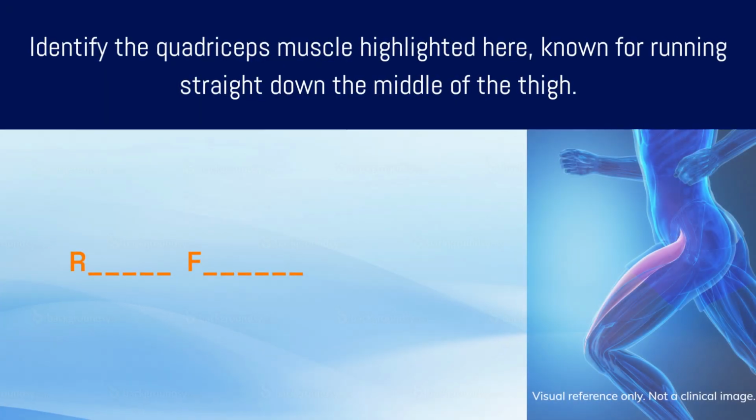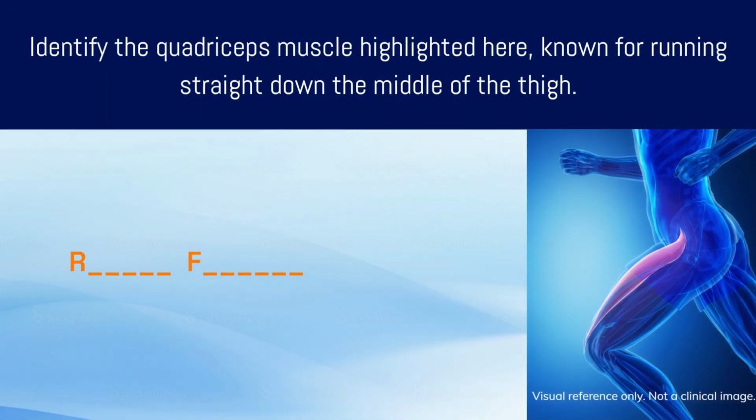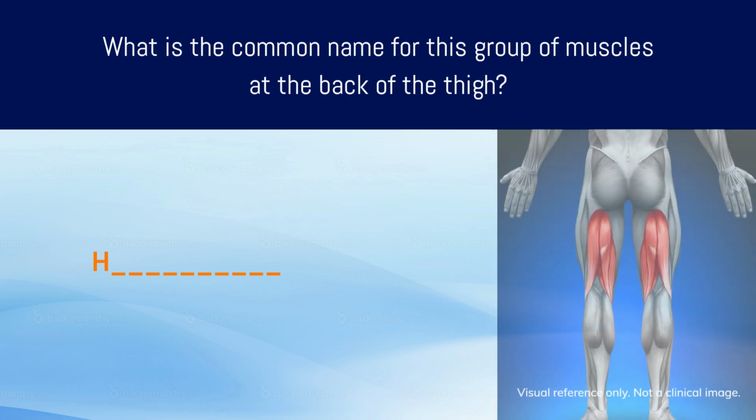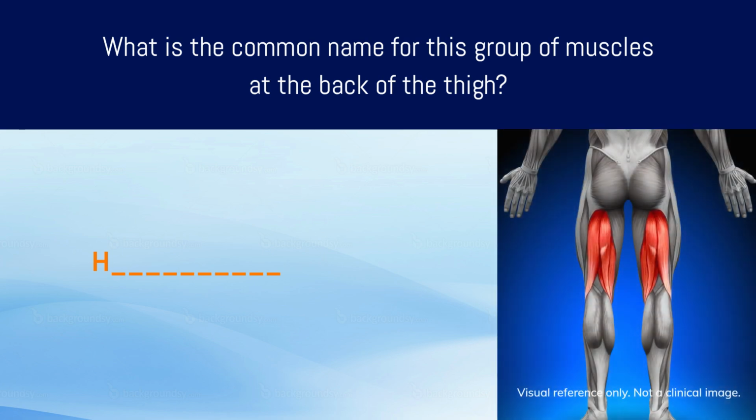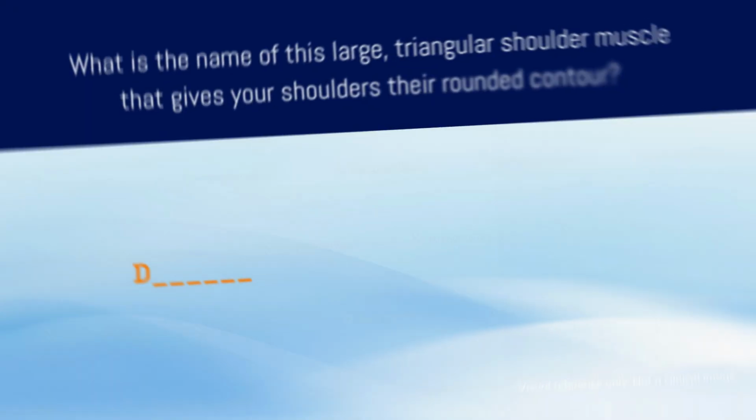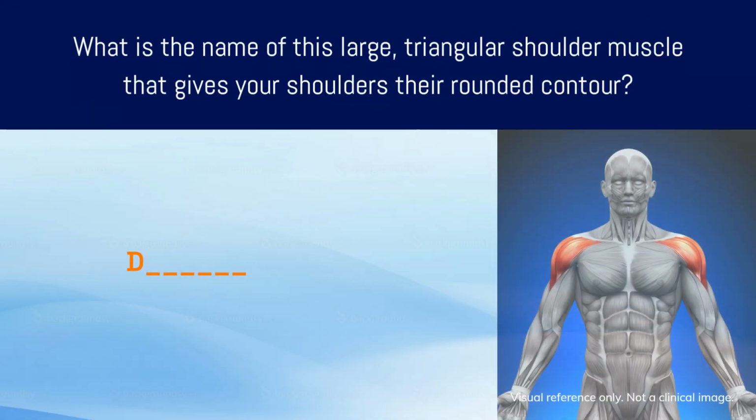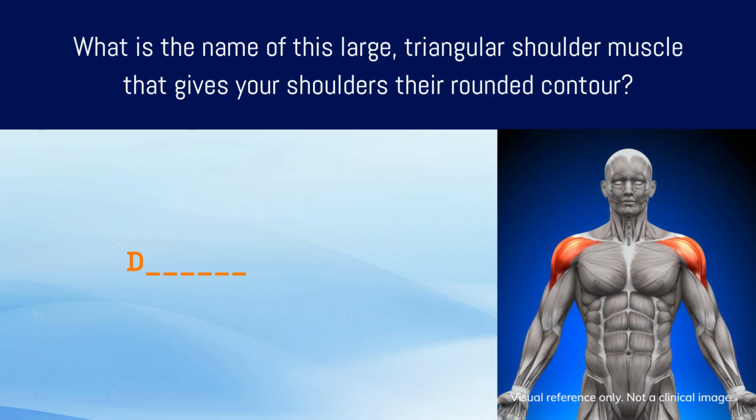Identify the quadriceps muscle highlighted here, known for running straight down the middle of the thigh. Rectus femoris. What is the common name for this group of muscles at the back of the thigh? Hamstrings. What is the name of this large, triangular shoulder muscle that gives your shoulders their rounded contour?